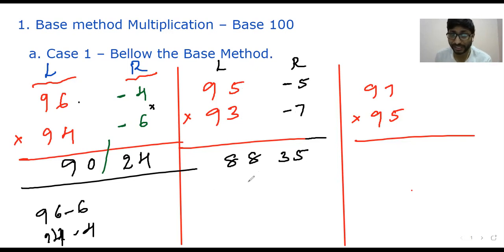88 plus 5, yeah, 93. 88 is the answer. Very simple. Only a one step answer. See, there is a rule. One more rule, remember. You will understand it when you are doing it with base 1000 and base 1 lakh.